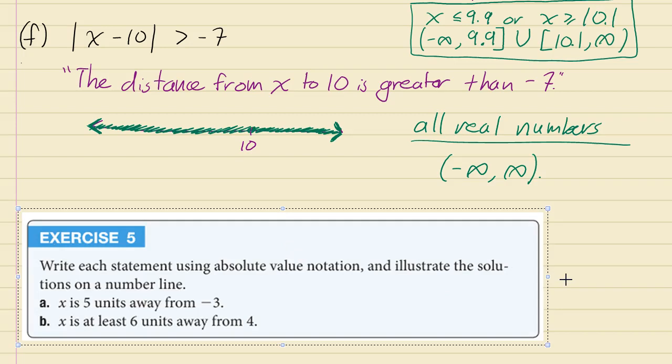Here's the exercise for you to do. This is pretty similar to what we just did. Your goal is to translate this into absolute value notation and then draw the picture on a number line. So it's kind of like what we just did, but it's going backwards a little bit. So good luck with that.